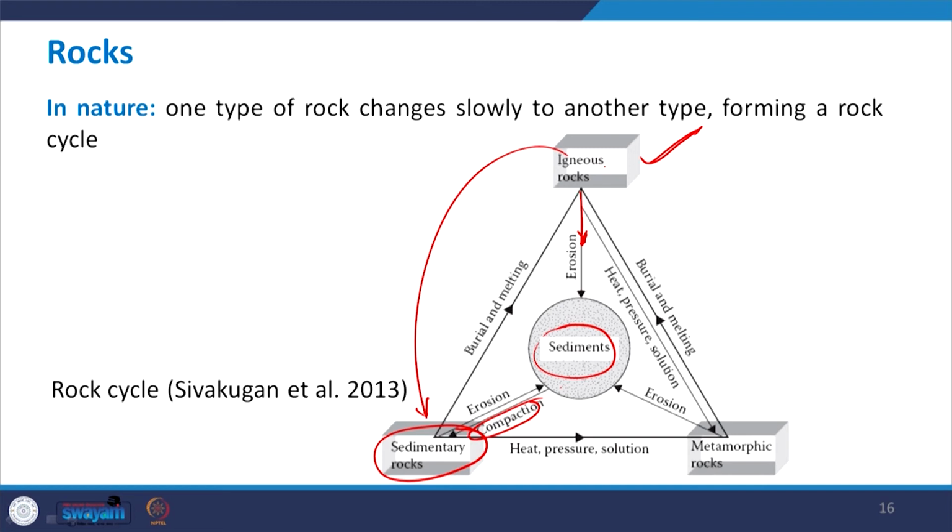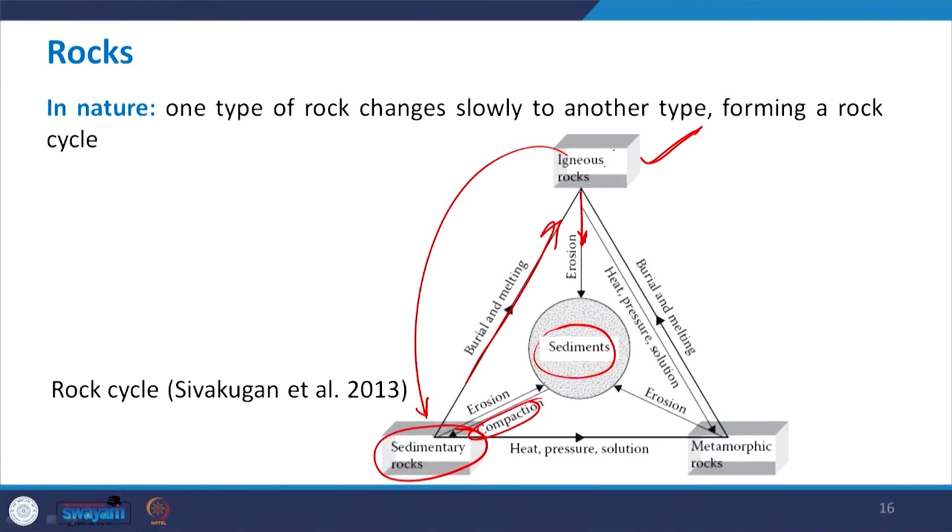Again, say you have sedimentary rock here with you. Then it is subjected to burial and melting. Take it in this direction and then what you will get is the igneous rock. So you see over a period of years how an igneous rock can be converted to sedimentary rock and how the sedimentary rock can be converted to the igneous rock.